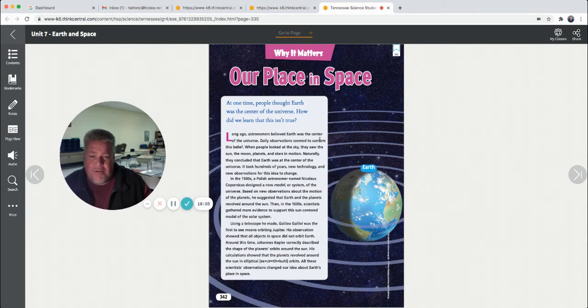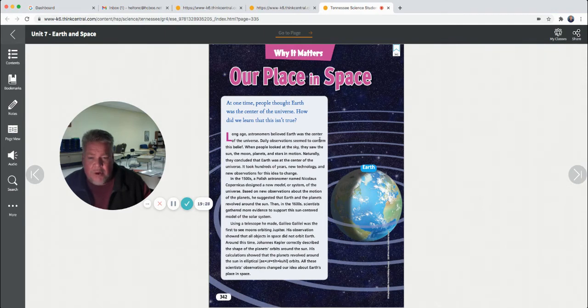Based on new observations about the motion of the planets, he suggested that Earth and the planets revolved around the sun. Then in the 1600s, scientists gathered more evidence to support this sun-centered model of a solar system. Using a telescope he made, Galileo Galilei was the first to see moons orbiting Jupiter. His observation showed that all of the objects in space did not orbit Earth.